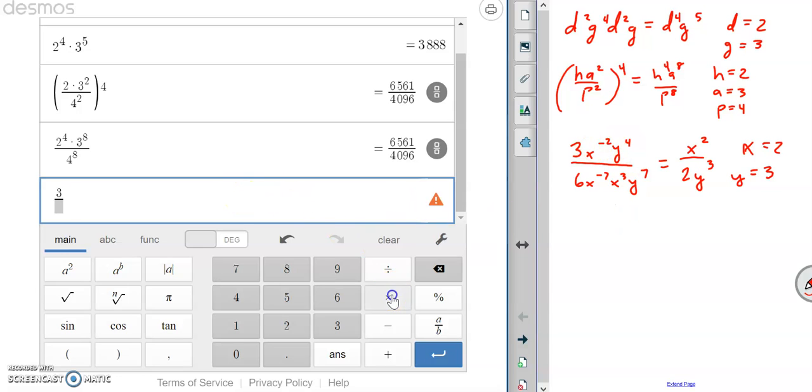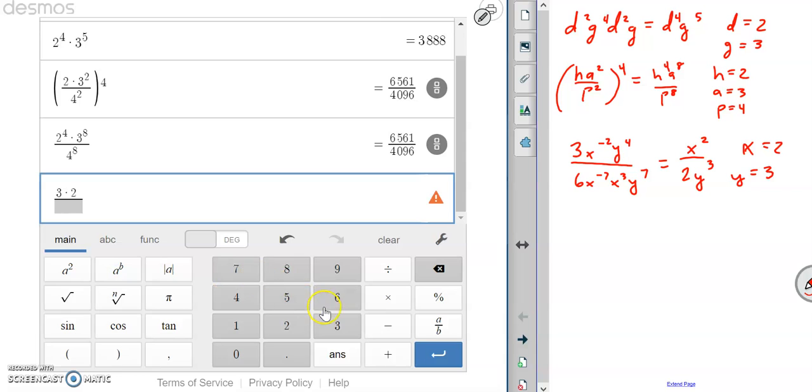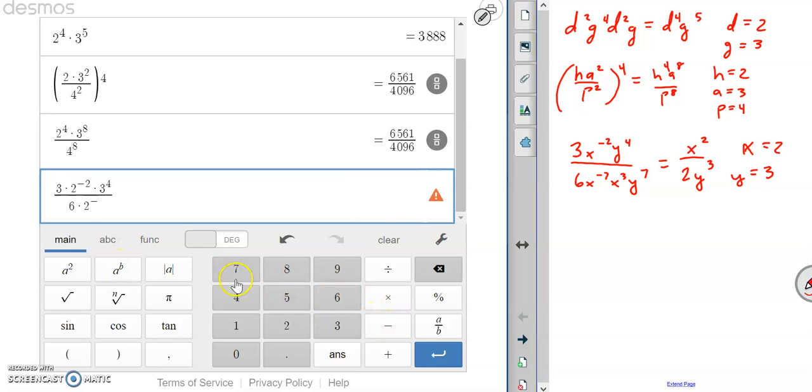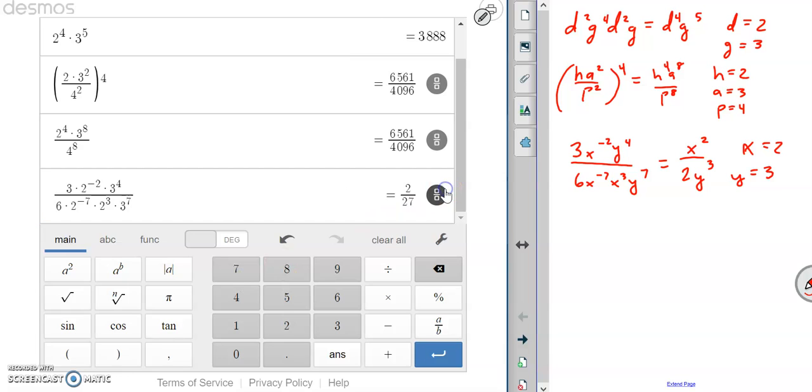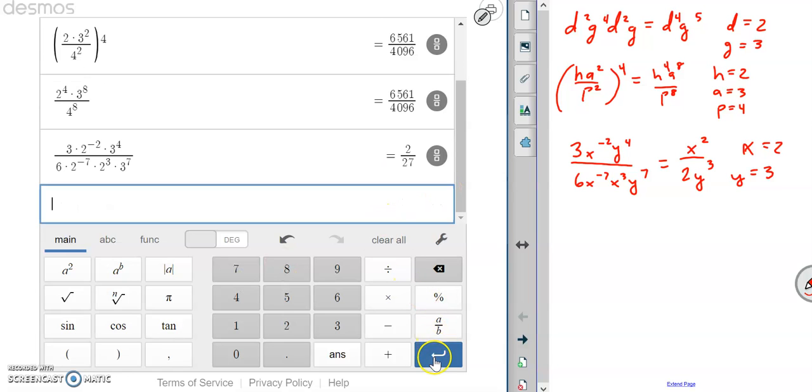So I'm going to do 3 times x we said is 2 to the, whoops, didn't go, to the negative 2, arrow out, times y is 3 to the 4th. We're going to arrow down, 6 times x is 2 to the negative 7th, arrow out, times x again, so 2 to the 3rd, arrow out, times y we said is 3 to the 7th. We do all that. Okay, we get 2/27. Okay, that's what we're hoping.